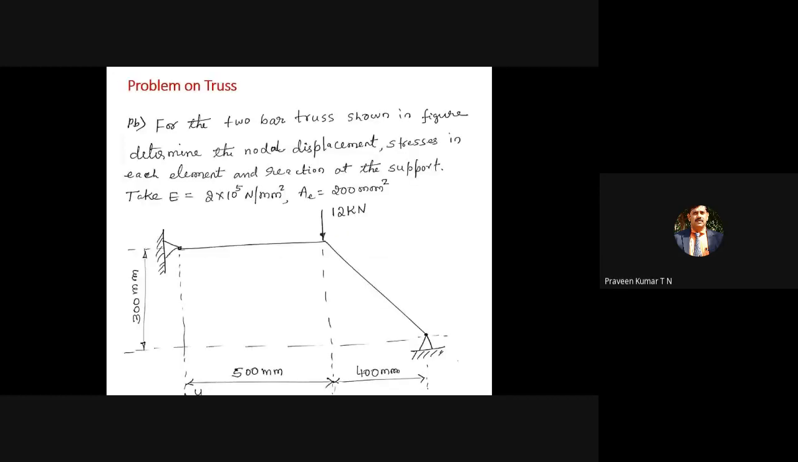Now we are going on to problems on truss. Here, if you read the problem statement, we have a 2-bar truss. So that means we have the truss. This is the 1 bar, almost like a bar element, and this is one more bar. You can say that this is one truss segment, and this is one more truss segment.